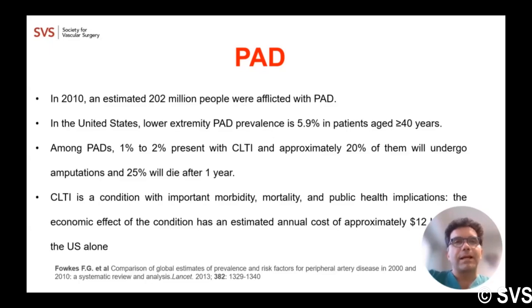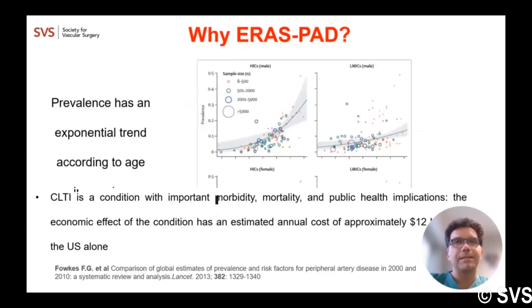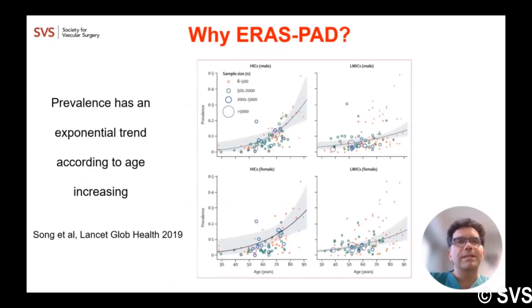It's important to underline also the high level of cost impact of the patients affected by PAD. So why did we decide to evaluate ERAS for PAD? Because in the high-income countries, on the left side of this picture, the prevalence has an exponential trend with increasing age, compared with the lower income countries.